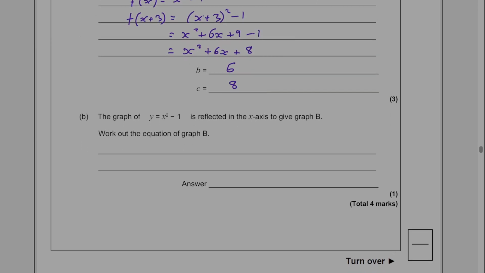Right, part B. The graph of y equals x squared minus 1 is reflected in the x-axis to give graph B. Work out the equation of graph B. Okay, so again, if I call this f of x equals x squared minus 1, we're doing minus f of x. So it would become minus (x squared minus 1). So y would be equal to minus x squared plus 1.